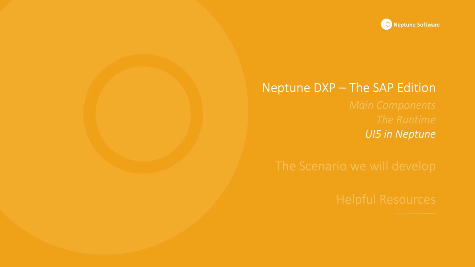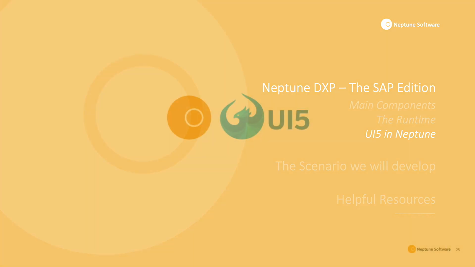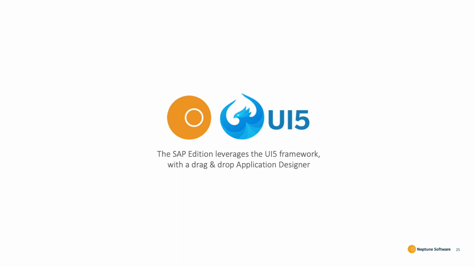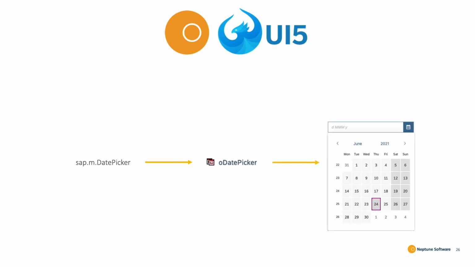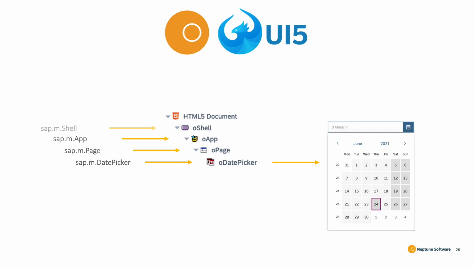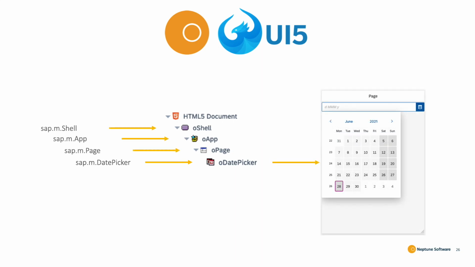Now let's have a look at UI5 within Neptune. The SAP edition leverages the UI5 framework with a drag and drop application designer. So here's some examples. A date picker is simply a component that you can drag and drop and place within a structure within the app designer. Here you can see the date picker by itself, and then if you add a page as a parent component, then this is how the application will look.